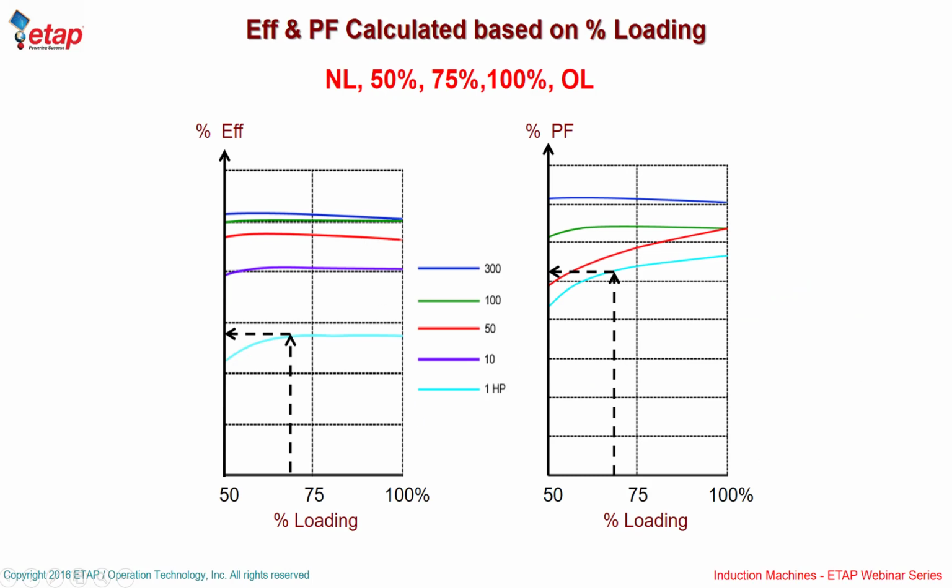Now, the next item is how ETAP determines the power factor and efficiency as a function of percent loading.